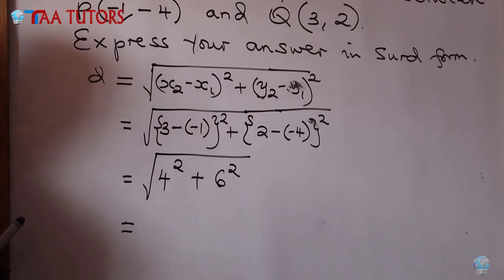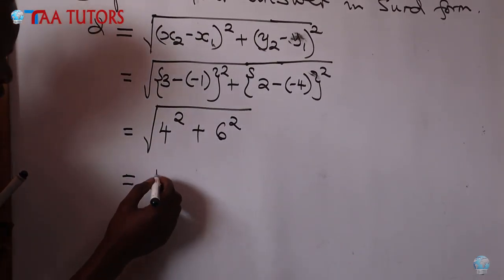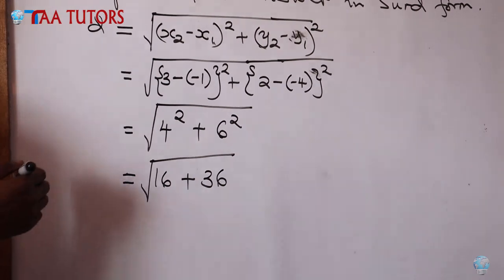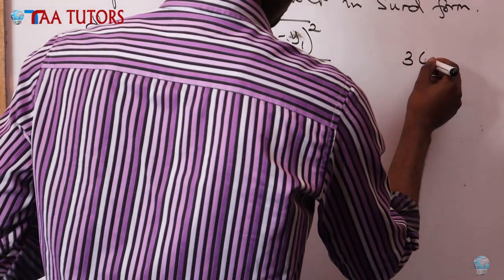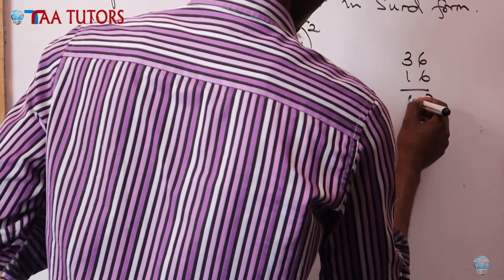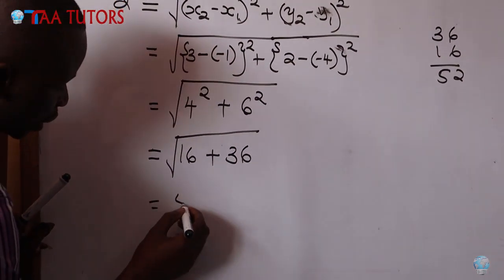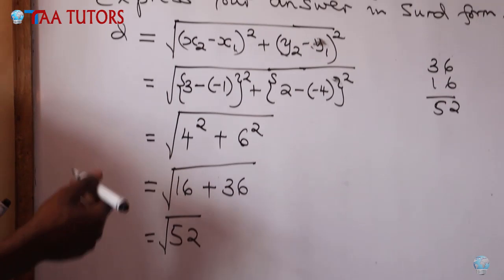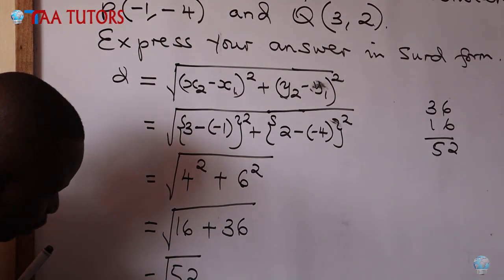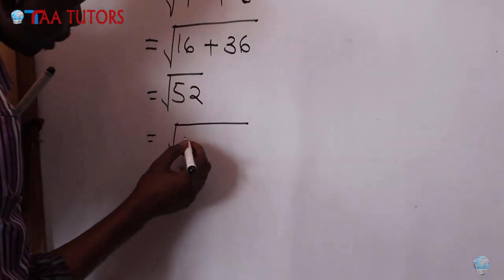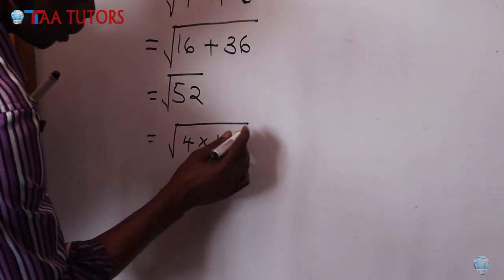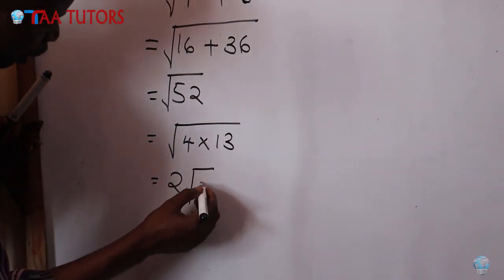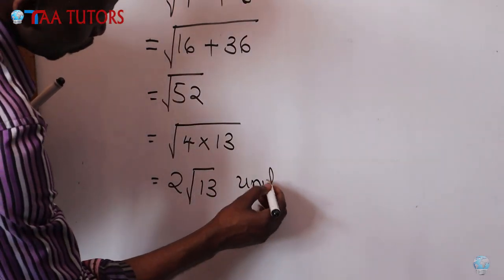So here we are going to get 4 squared is 16, plus 6 squared is 36. So 16 plus 36 will give us 52, the square root of 52. But we are told to give it in the SAD form, so we have to simplify this one. In this case, 52 is the same as 4 times 13, and the square root of 4 is 2. So we're going to say the length is 2 SAD 13 units.